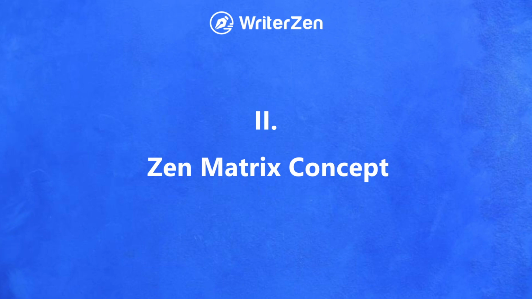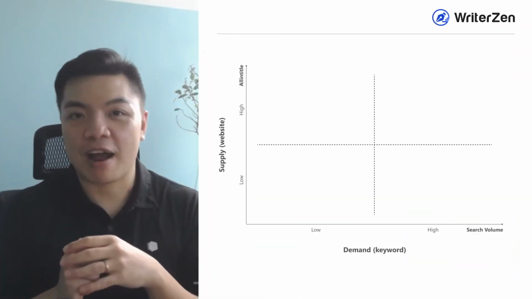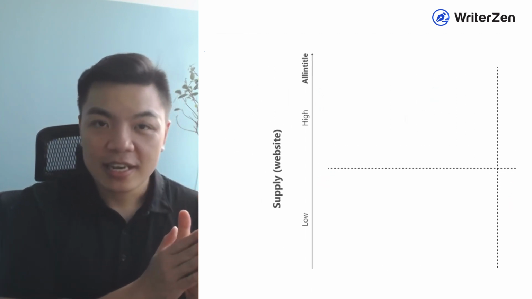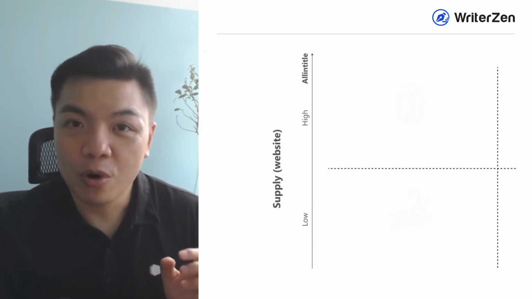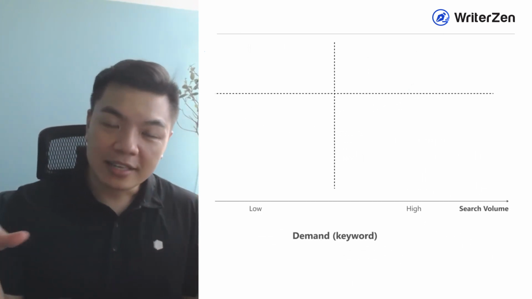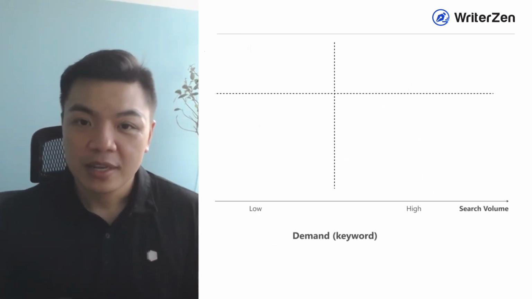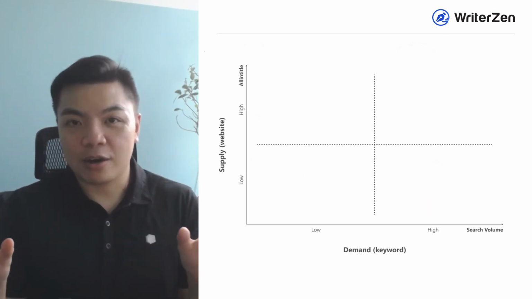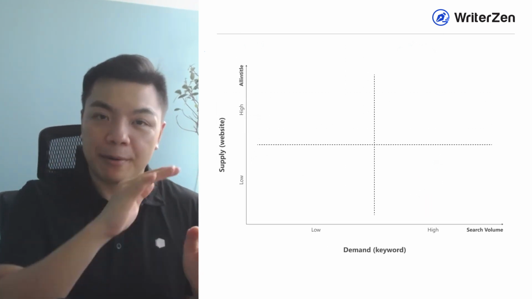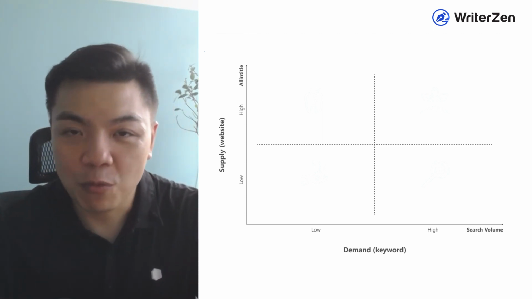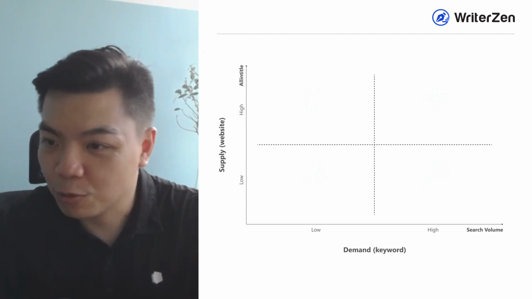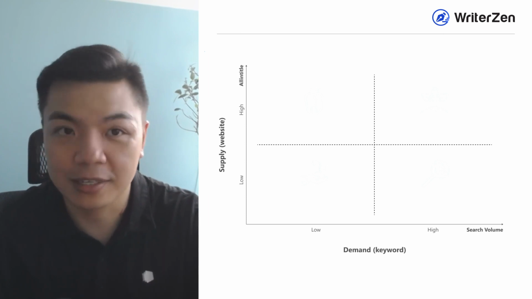So from that, we are able to design a Zen matrix. In this matrix, we built a graph in which the y-axis is represented by the allintitle, and the x-axis is the search volume. And this breaks down and divides into 4 areas, right? 4 areas, and I will show you on the side here.